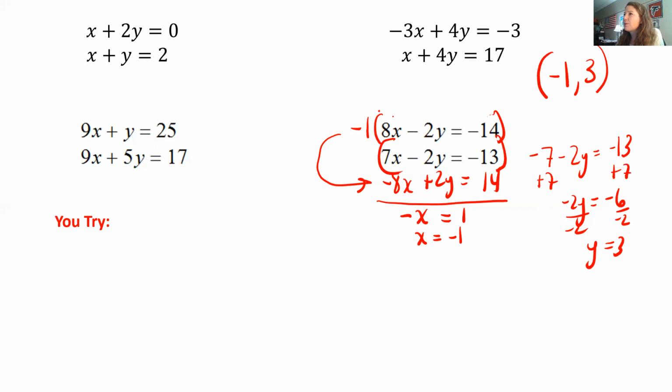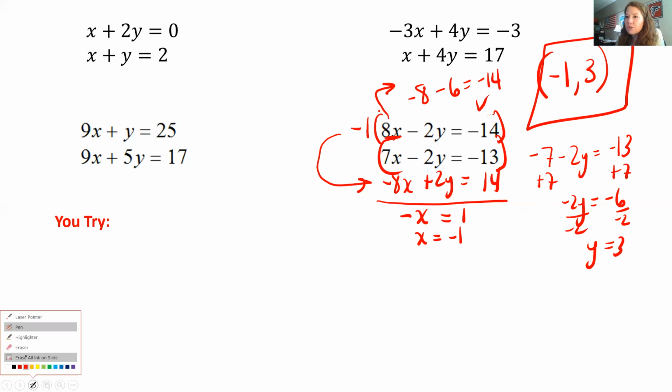So now to triple check it, I'm going to substitute x for negative 1. 8 times negative 1 is negative 8. Negative 2 times positive 3 is minus 6, and that is true. So now I know my answer is correct. All right, you guys try the next two, pause the video, try those two and come back and check your answers, please.